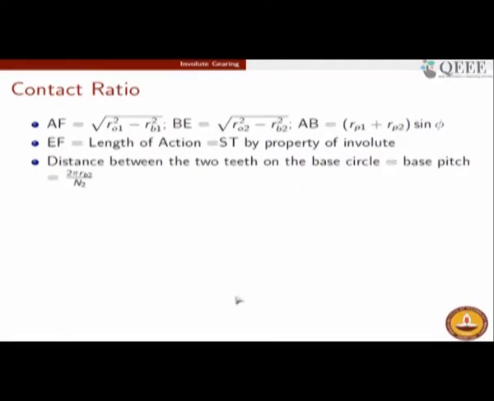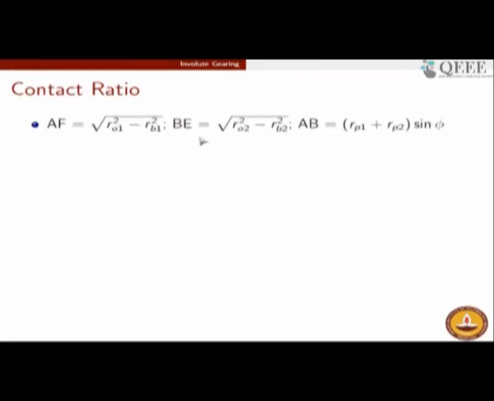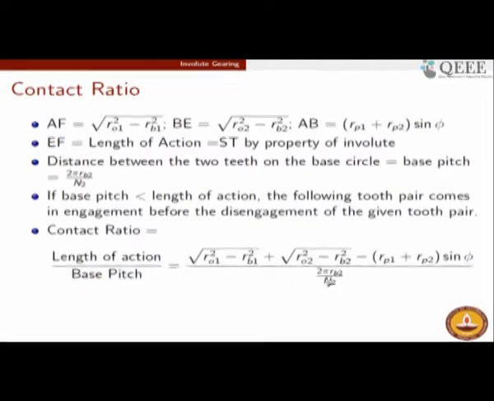So if we simply put this formula that we have deciphered, EF is AF plus BE minus AB. AF has been determined, BE has been determined, AB has been determined. So we'll just put all these three in the numerator, and the denominator is simply base pitch, 2 pi rb by n. Whether you take it on gear 1 or gear 2 doesn't matter, because this ratio rb by n is going to be the same for both the gears. So this ratio will tell us whether or not the engagement happens continuously, whether or not at least one tooth pair is in contact at all time instants.